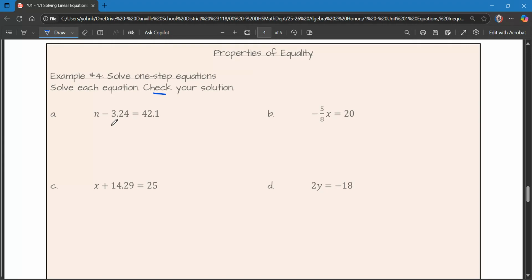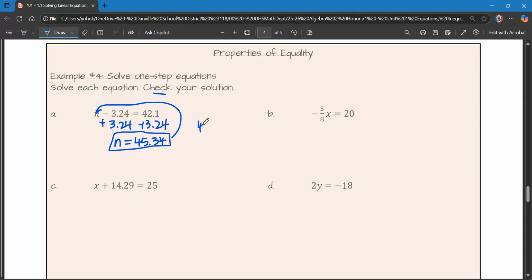So if you're just trying to solve letter A, n minus 3.24 equals 42.1, you can undo the subtraction by adding 3.24 to both sides. Either line up your decimals or grab a calculator, but you get n equals 45.34. Now that's the solve the equation part. The check your solution part is something you should do anytime you solve any kind of an equation. You should always see if it makes sense. Take that answer and plug it back in.